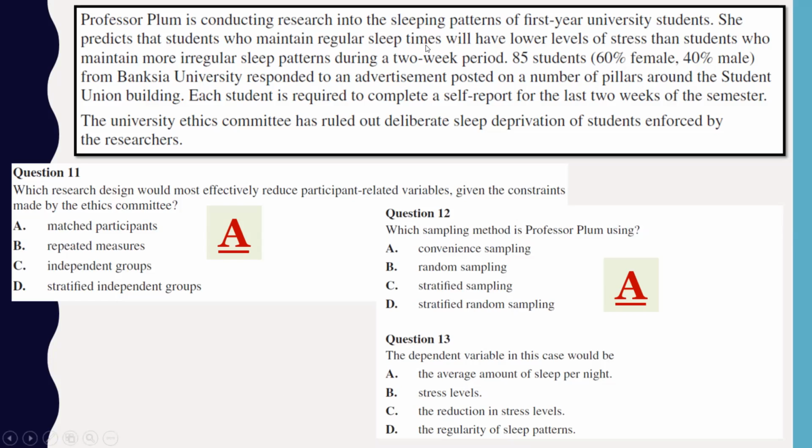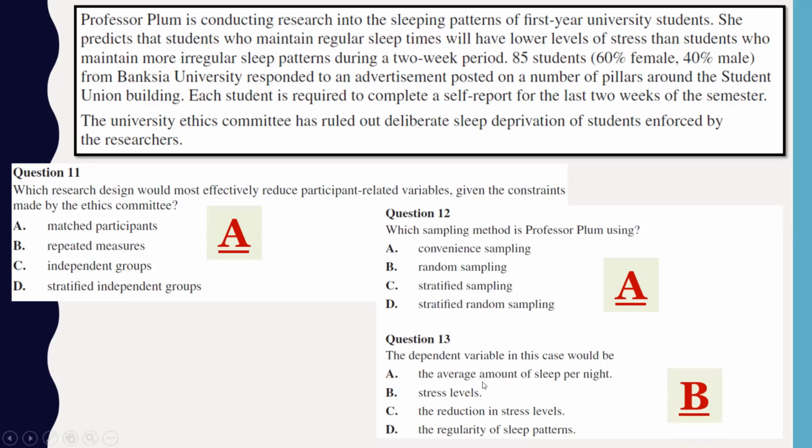So regular sleep time should be our IV, and what she's measuring for change is the stress level. So let's look at which option is most relevant to that. So we've got average amount of sleep per night, stress levels, reduction in stress levels, regularity of sleep patterns. Now, why is it option B and not option C?